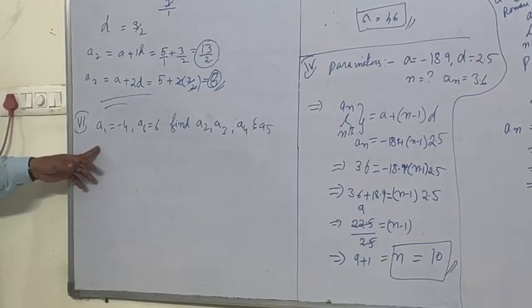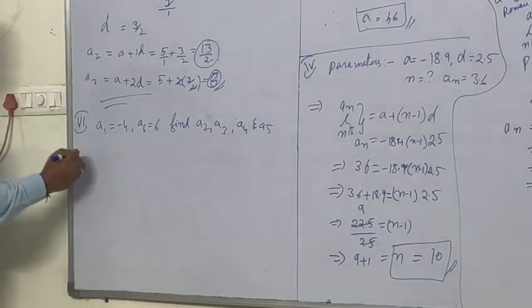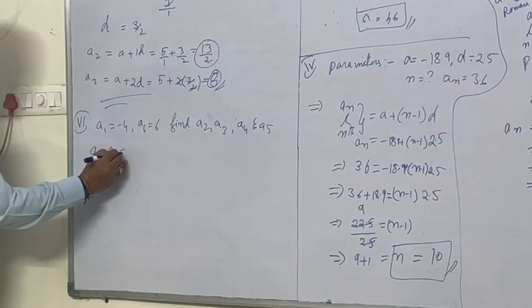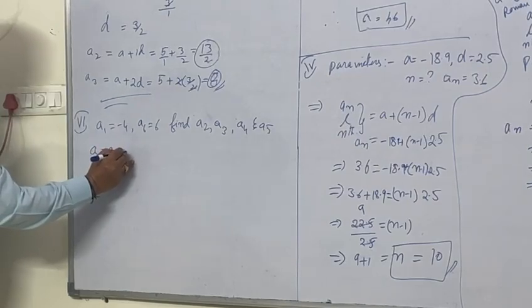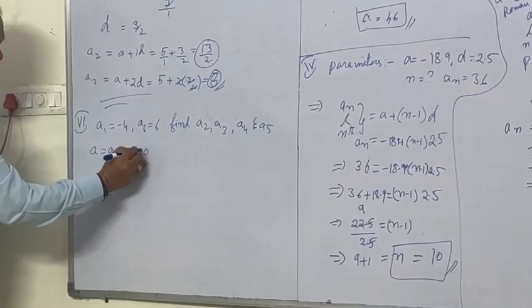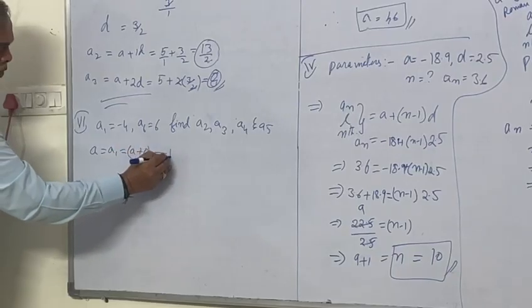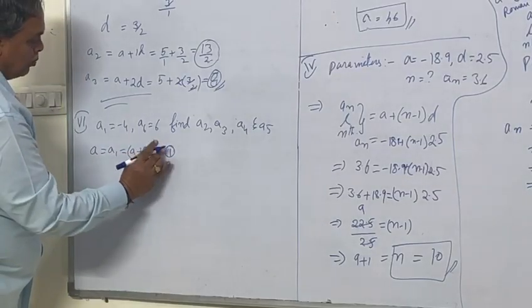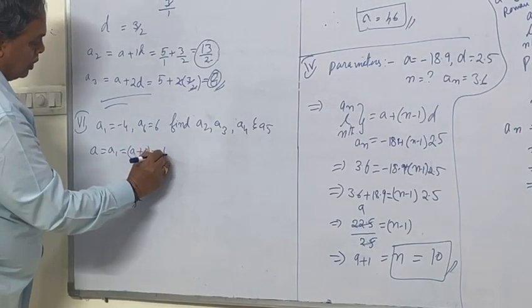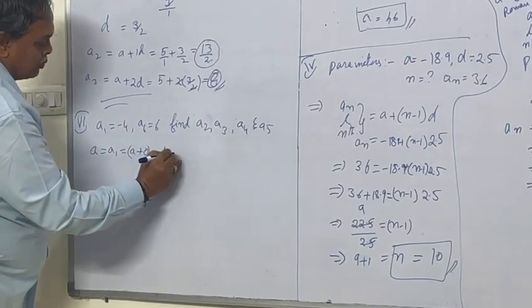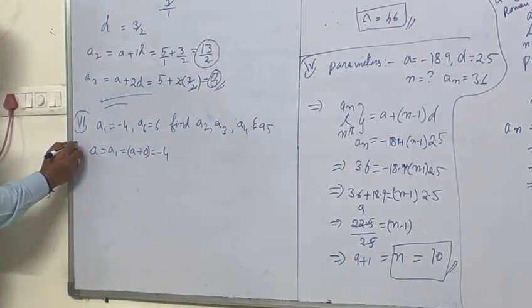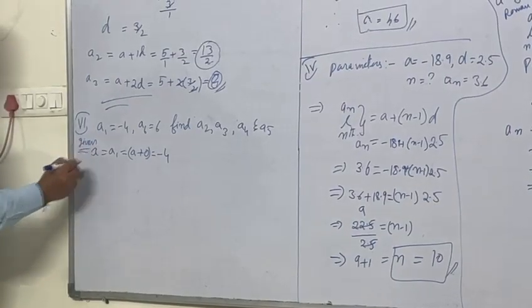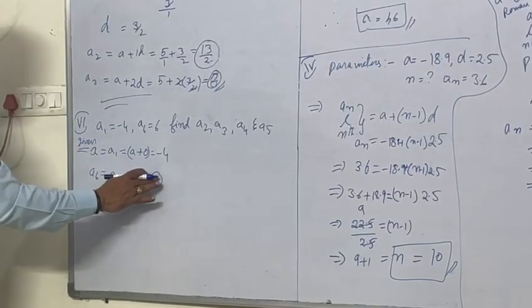A1 is equal to A plus 0D. That is correct. This is the first equation. Second, A1 is equal to minus 4, given. Write down what is given here. Then we will take the first equation.